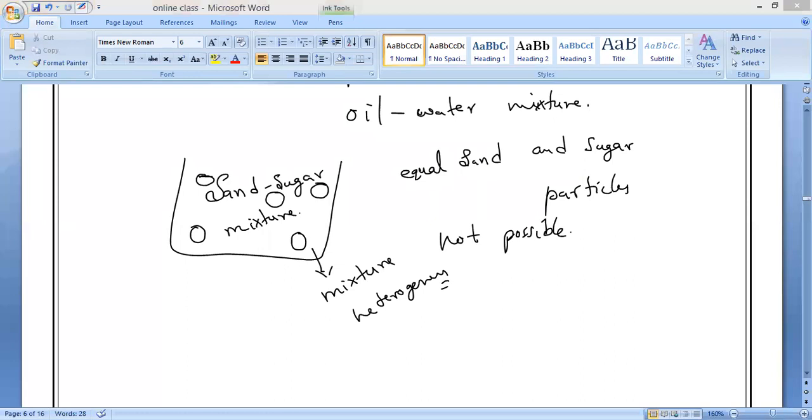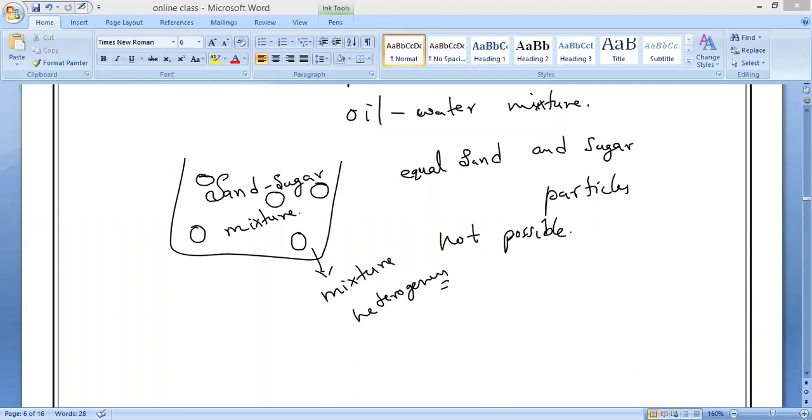And do we have visible boundaries or not? We can see the sugar and the sand boundary. Where is the sugar particle? Where is the sand particle? That is why these are called heterogeneous mixtures, with visible boundaries. Examples of heterogeneous mixtures are suspensions as well as colloidal substances. Colloids are also called heterogeneous mixtures.